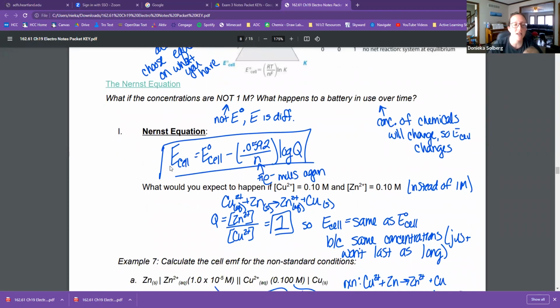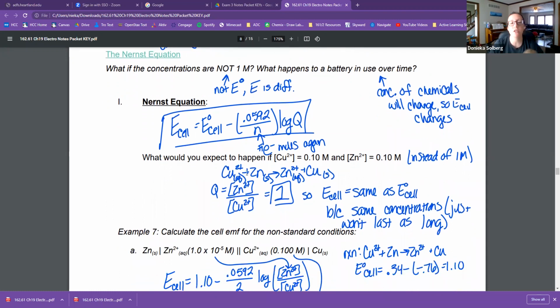So this is the Nernst equation: E cell equals E naught cell, which we can calculate with our voltages, minus 0.0592 over n log base 10 of Q. Again, n is your number of moles of electrons being moved. We can calculate Q just like we calculate K with our new concentration.